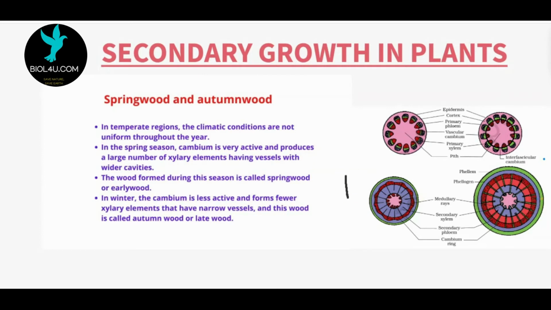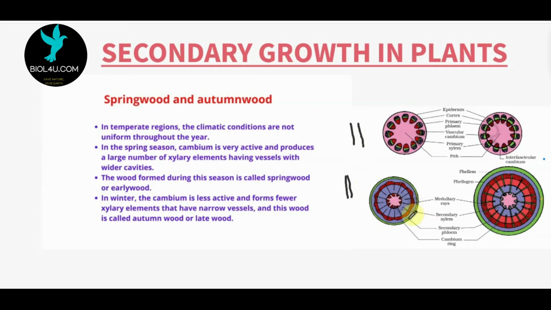So this is the xylem vessel during the winter season, and this is the xylem vessel that is produced during the spring season. So in the spring season the diameter is more, and in the winter season the diameter is less, and the number of xylem vessels is also less during the winter season, and the number of xylem vessels is more in the spring season. So that is the difference between the spring and winter season, the activity of the cambial ring.